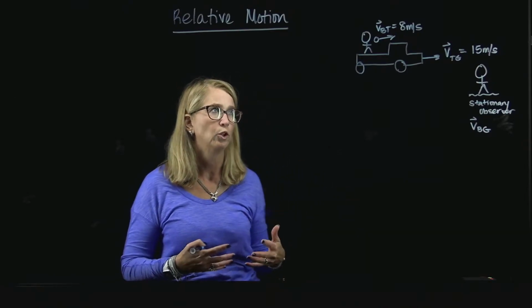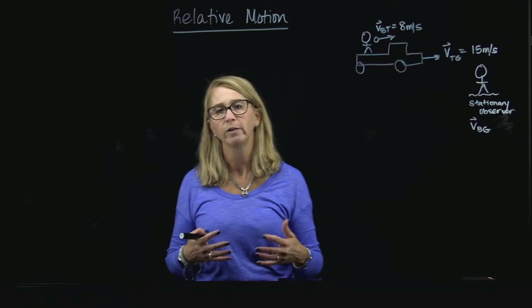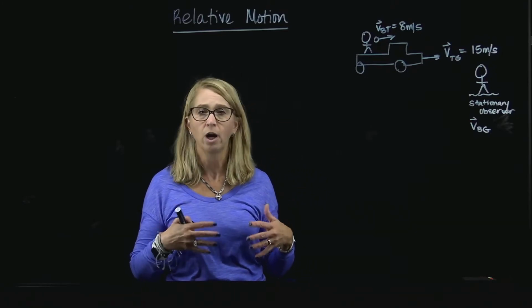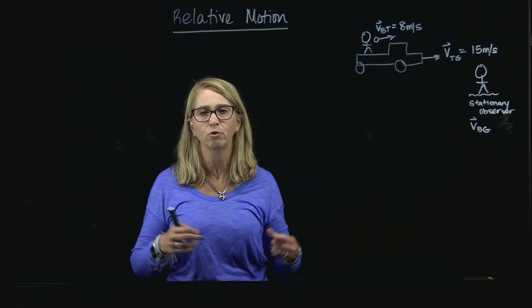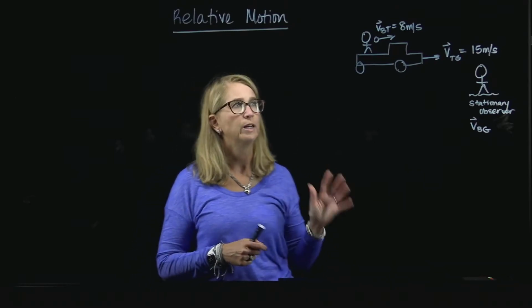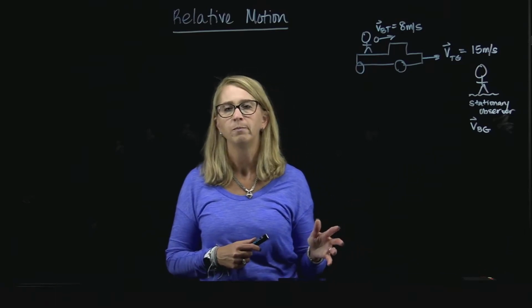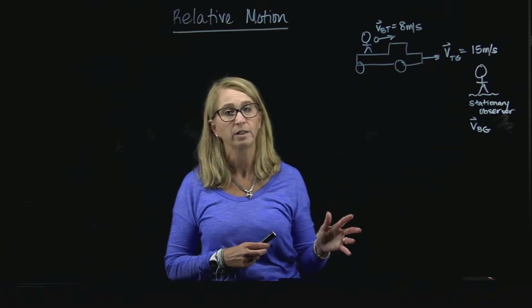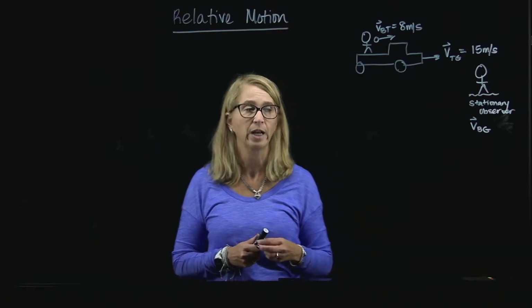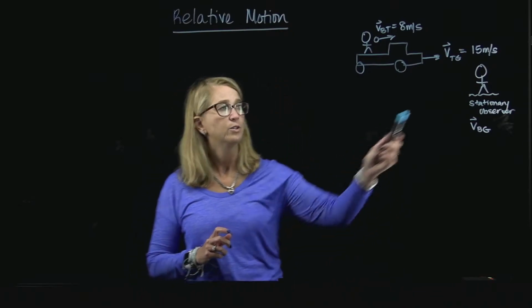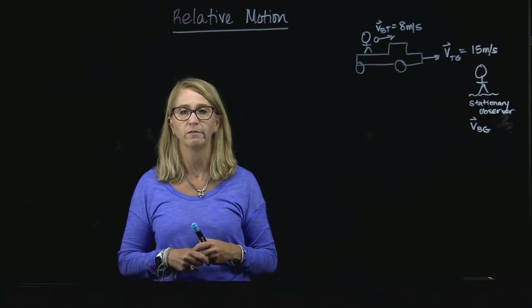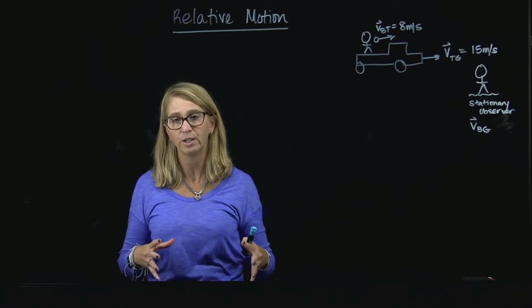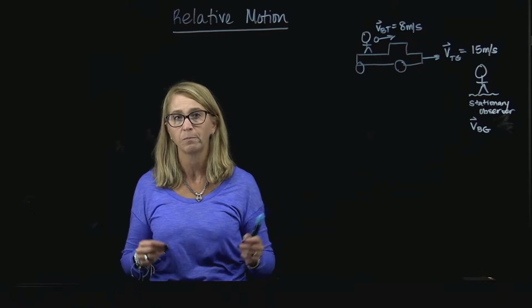Now, when he's looking at the ball, his frame of reference is the truck. Everything that he views is really from the point of view of being in the truck that's moving. So when he's measuring the velocity of the ball, it's with respect to the truck, and it's 8 meters per second. But the stationary observer would measure the velocity of the ball relative to the ground because that is his frame of reference, the ground.